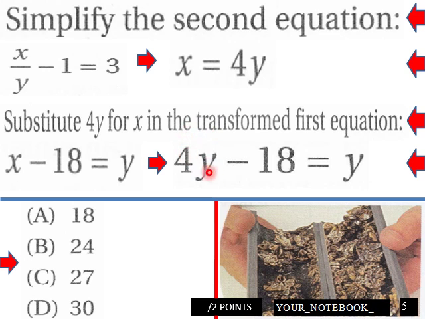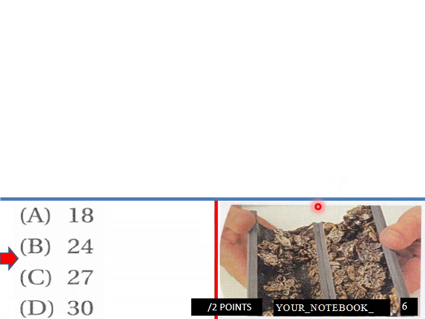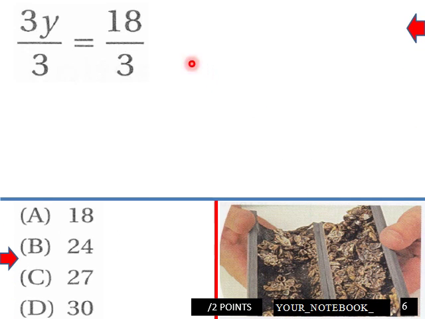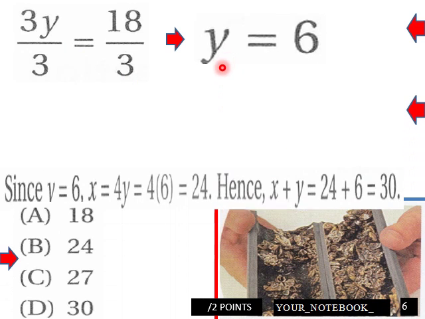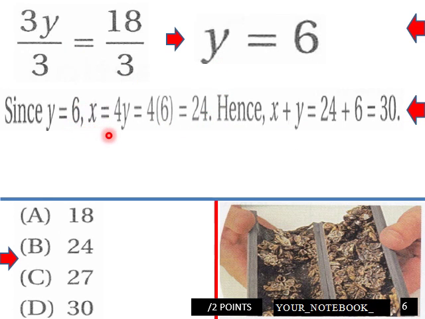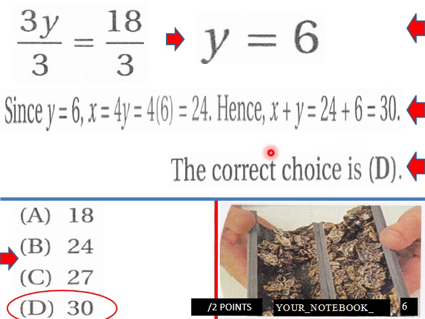So we get 4y minus 18 equals 1. And then to solve further on that one, we get 3y over 3 equals 18 over 3, which equals y equals 6. Since y equals 6 and x equals 4y, 4 times 6 equals 24. Hence x plus y equals 24 plus 6 equals 30. And the correct choice here is D, 30.